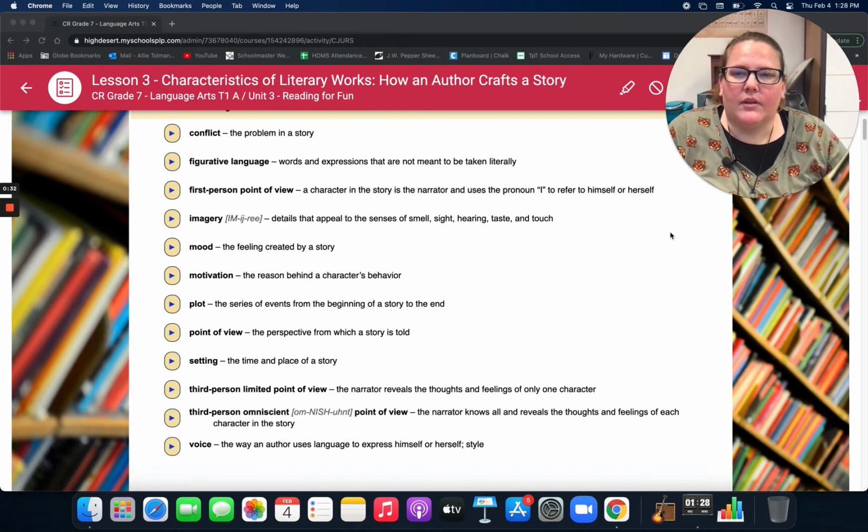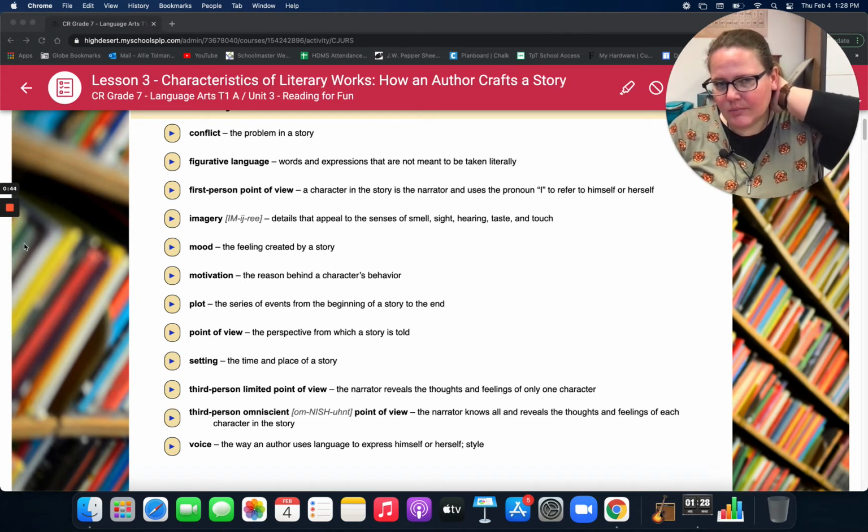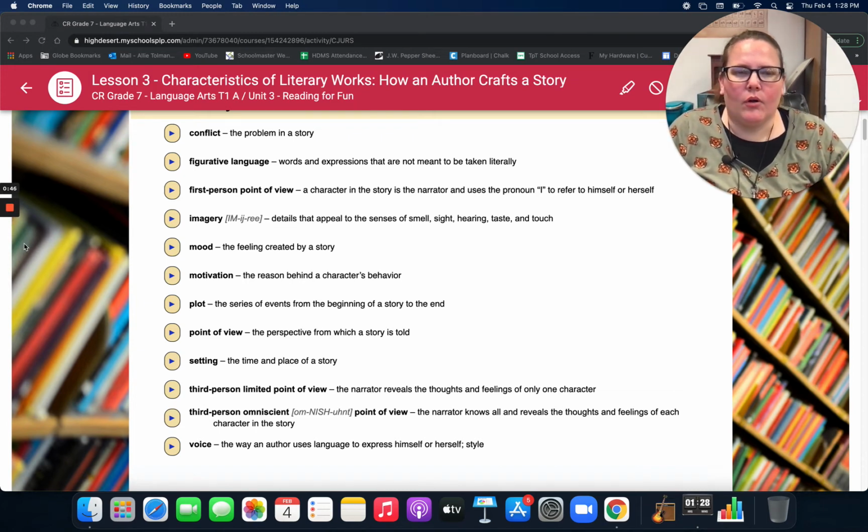So it starts with conflict is the problem in a story. Figurative language is words and expressions that are not meant to be taken literally. First person point of view, it's a character in the story that is the narrator and uses the pronoun I to refer to himself or herself. Imagery, it's the details that appeal to the senses of smell, sight, hearing, taste, and touch. Mood, it's the feeling created by a story.